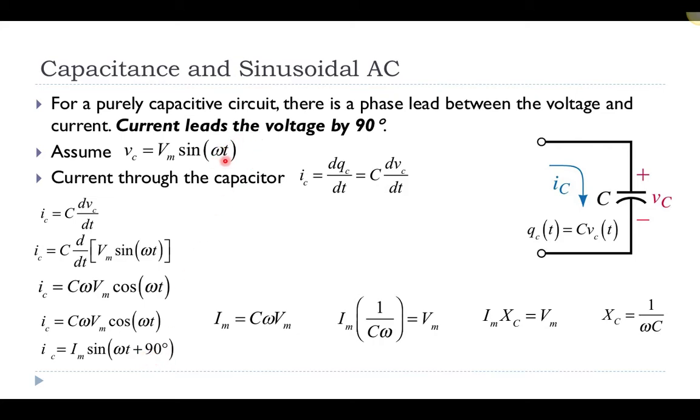So we end up with a current through the capacitor that is leading by 90 degrees the voltage across that capacitor. Going back through and just looking at our definition of current through a capacitor as it relates to the voltage.